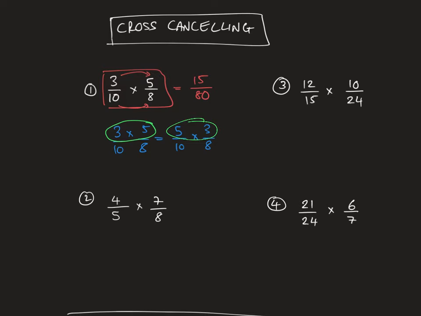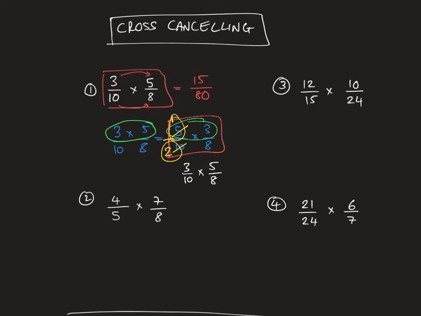Essentially what we're doing is skipping the need to rewrite it like this. If you've done 5 over 10, that could cancel to 1 over 2. That would cancel to 1 over 2. It saves us having to do that step. So all we've got here is the 3 over 10 times 5 over 8.